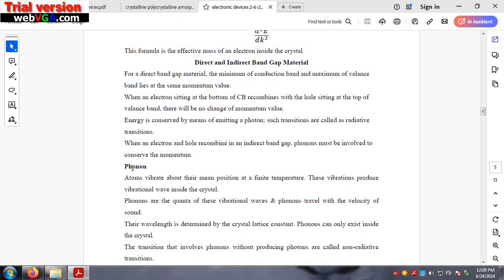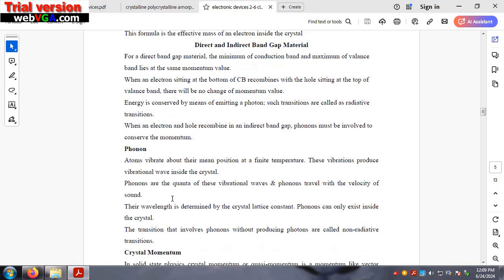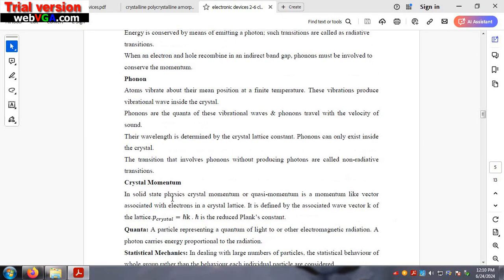In a phonon, atoms vibrate about their mean position at a finite temperature. These vibrations produce vibrational waves inside the crystal. Phonons are quanta of these vibrational waves, and phonons travel with the velocity of sound. This wavelength is determined by the crystal lattice constant. Phonons can only exist inside the crystal.